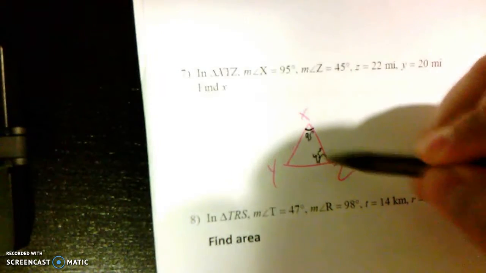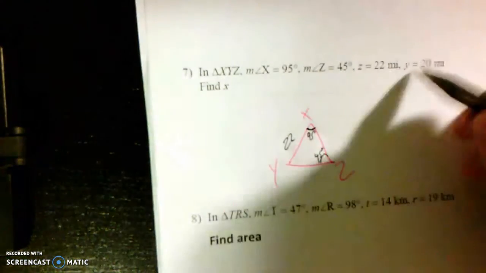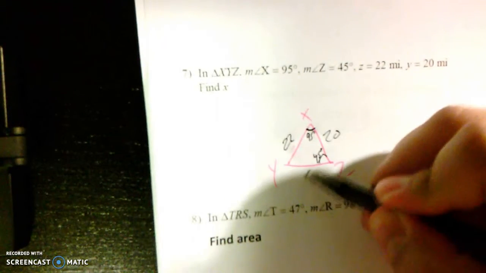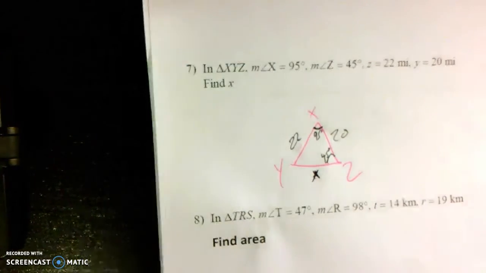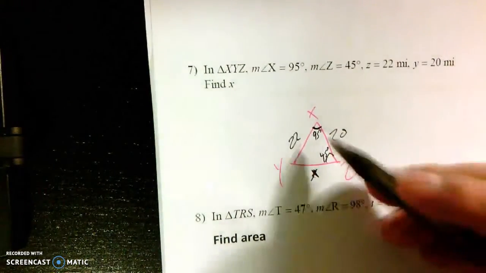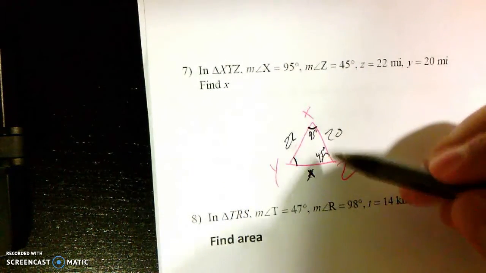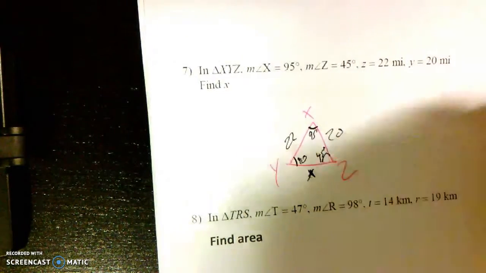So remember, side Z is opposite of angle Z, and that's going to be 22. Side Y is going to be 20. And we want to find X. So here's X. Again, I know two angles, therefore I know three angles. So that's a 95. So that's 140, so this is 40.